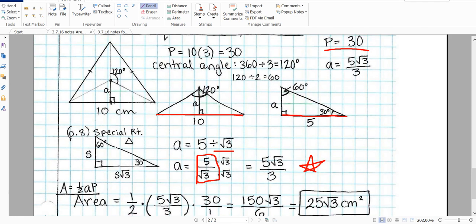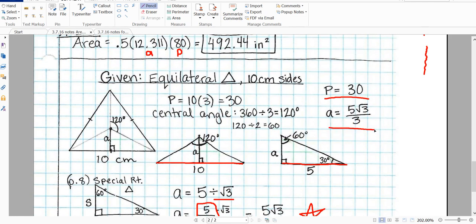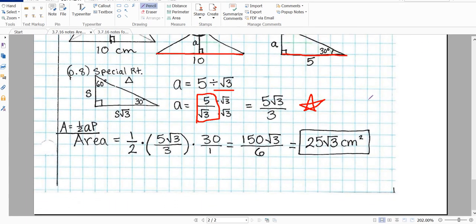Okay, so now we have apothem and perimeter. Take both those values, plug them in, you got it. So here's our area formula. Area equals 1/2 times the apothem times the perimeter. So there's all of that.